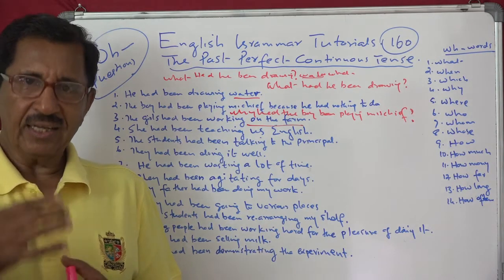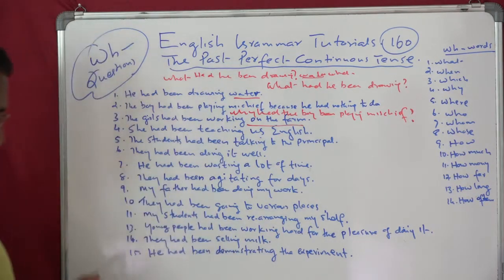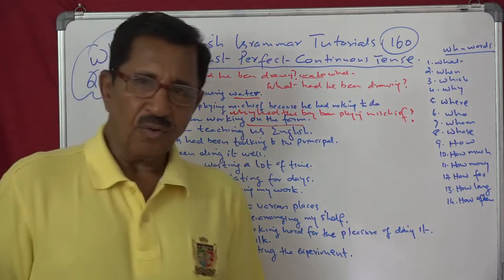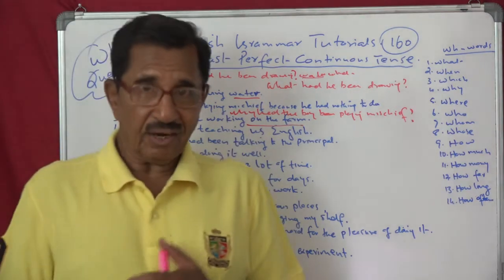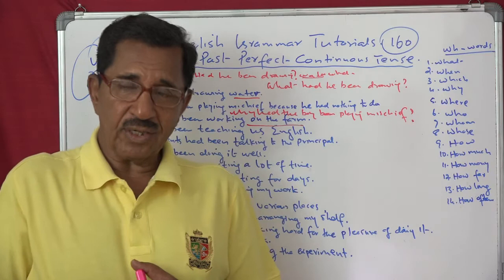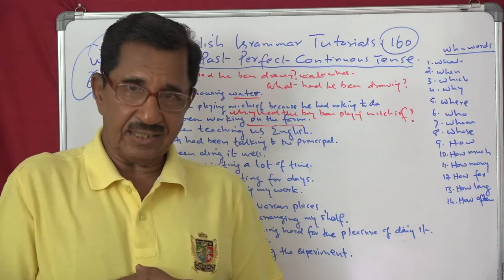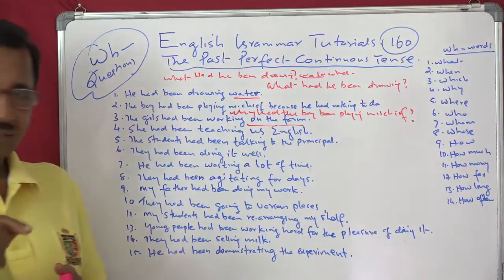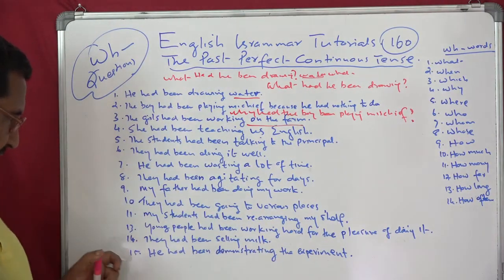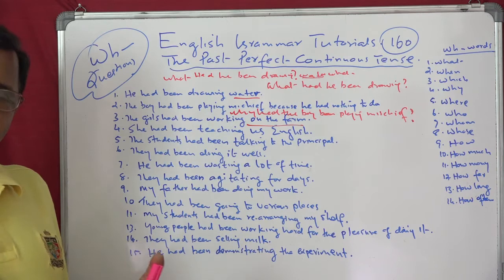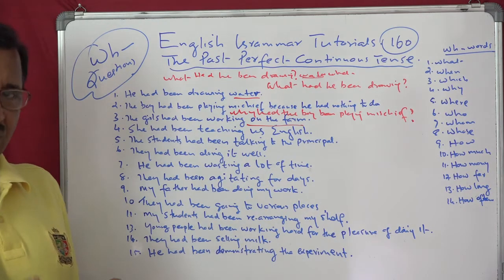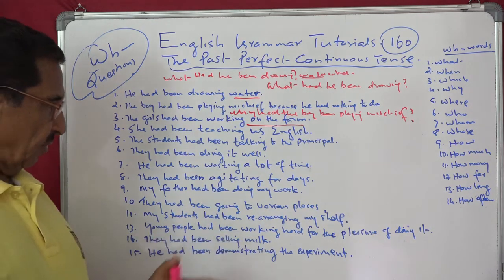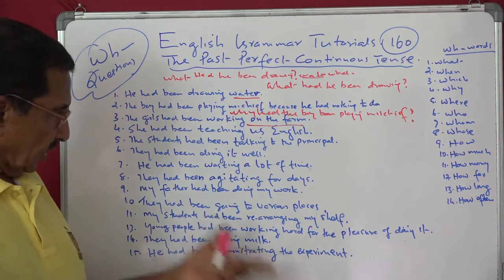Where had they been going? Alright, now the 11th one: my students had been rearranging my shelf. So, whose shelf had your students been rearranging? Whose shelf had your students been rearranging? My students will become your students. Understand? And my shelf will become your shelf.